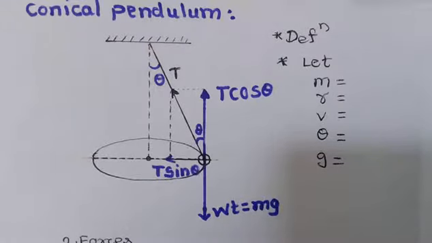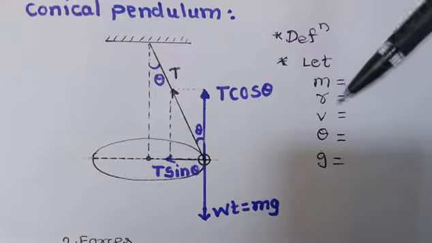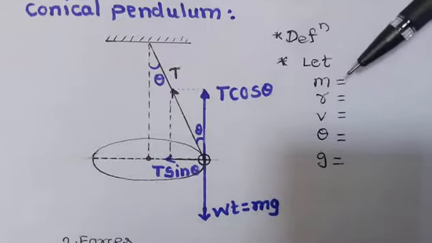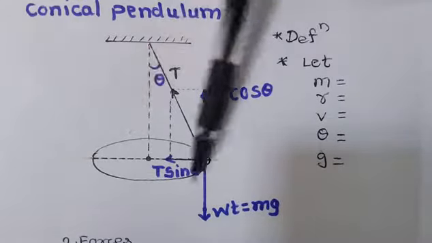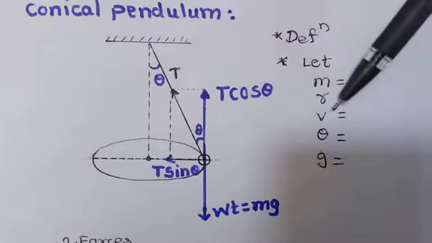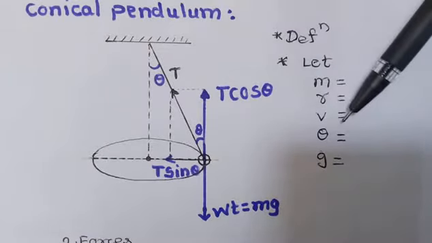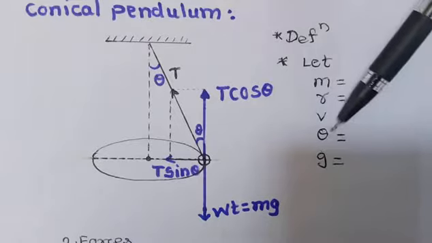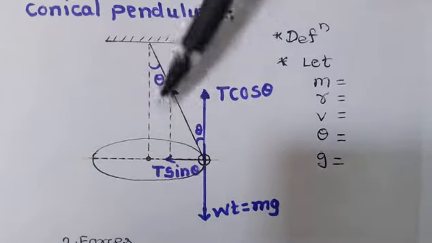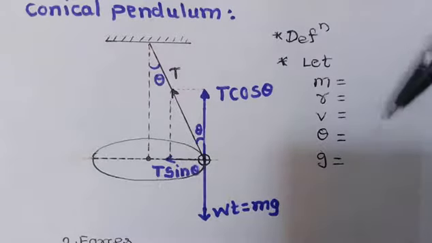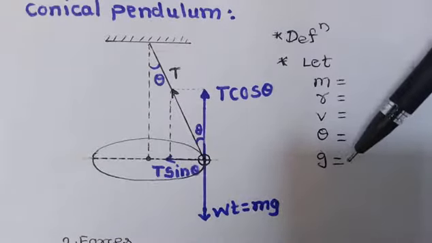Now, calculation for different forces or the time period of conical pendulum. Let small m be the mass of the bob, r the radius of horizontal circular motion. Now, v is tangential velocity of the bob. Theta is angle made by the cone or conical angle. Again, we know that small g is acceleration due to gravity.